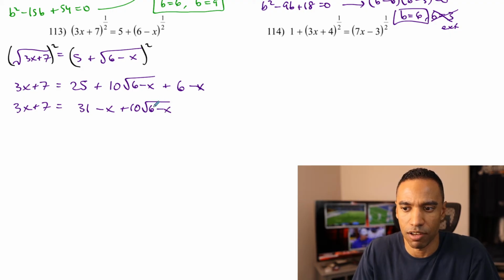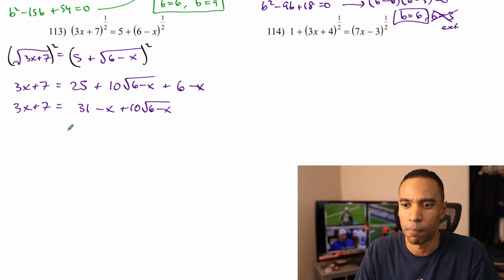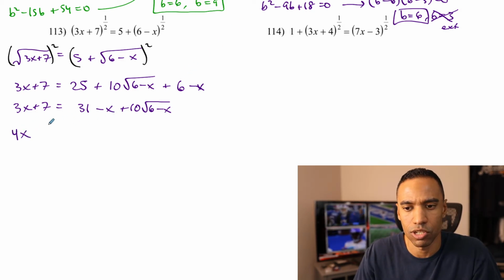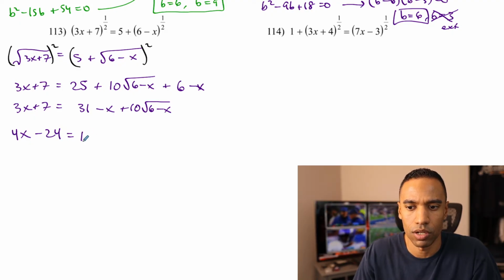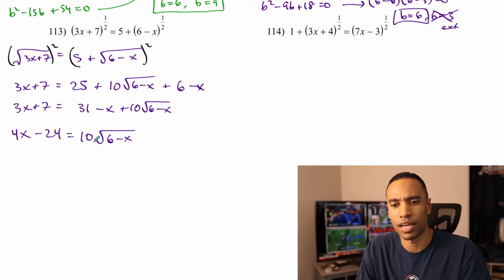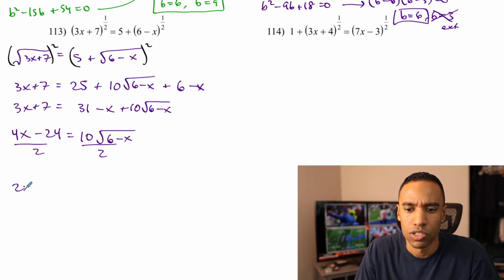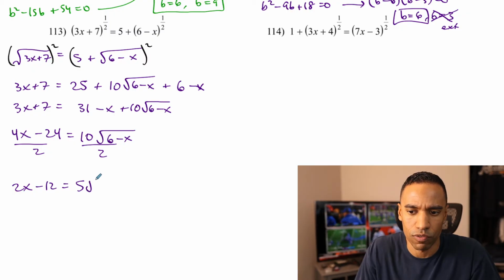Let's get this by itself as much as possible. If the 10 stays, that's fine. But these I've got to move over. Add x over, you get 4x. Subtract 31, you get negative 24, I think, equals 10 root 6 minus x. Now I could not divide by 10. I could, but I could reduce these. Let's divide everything by 2. Just make it a little bit smaller. 2x minus 12 equals 5 root 6 minus x.